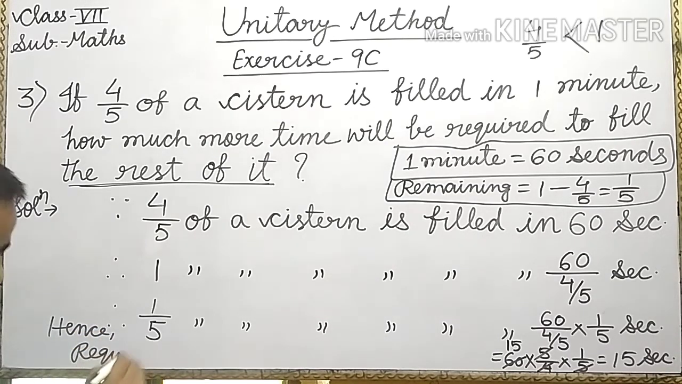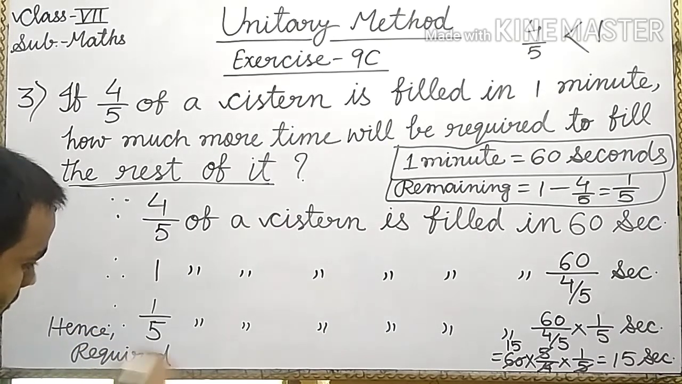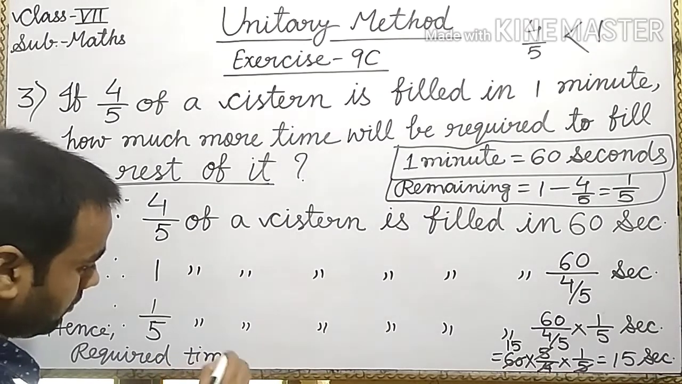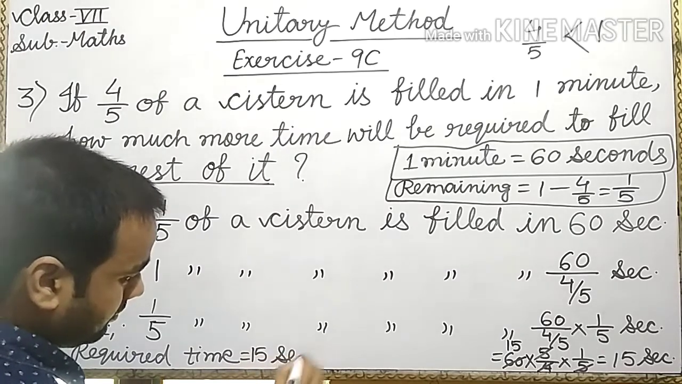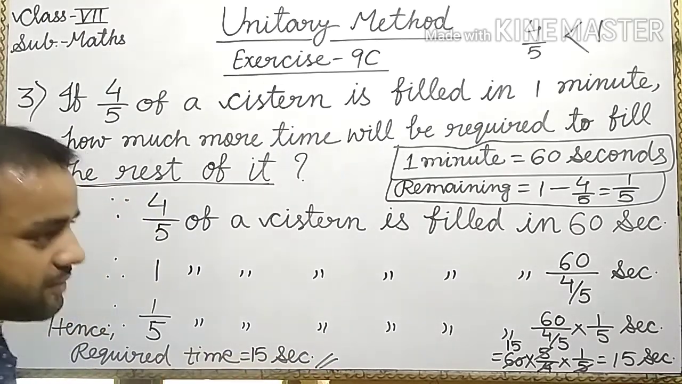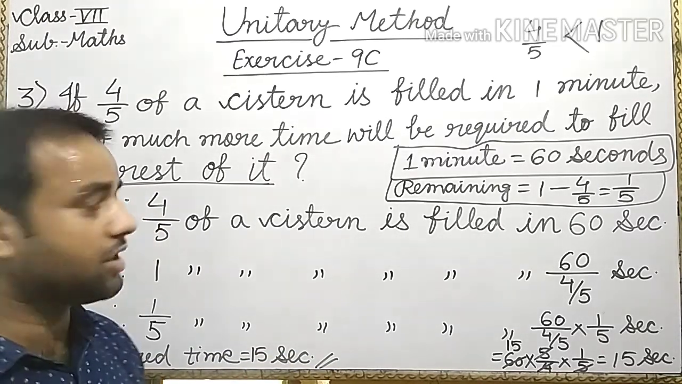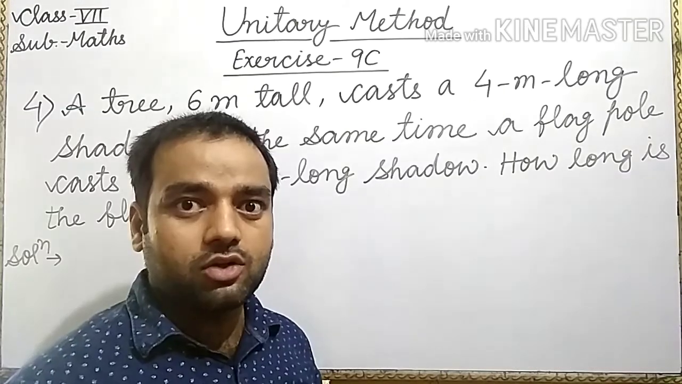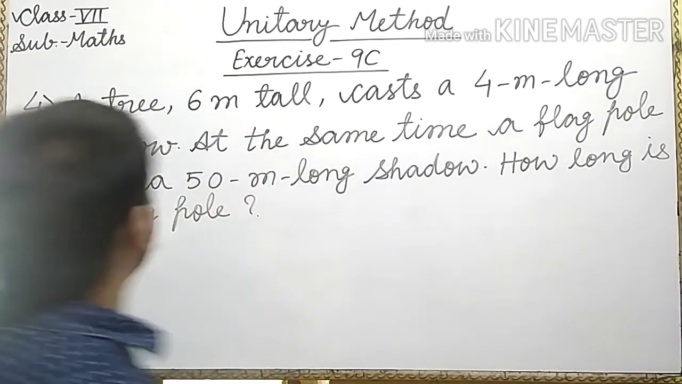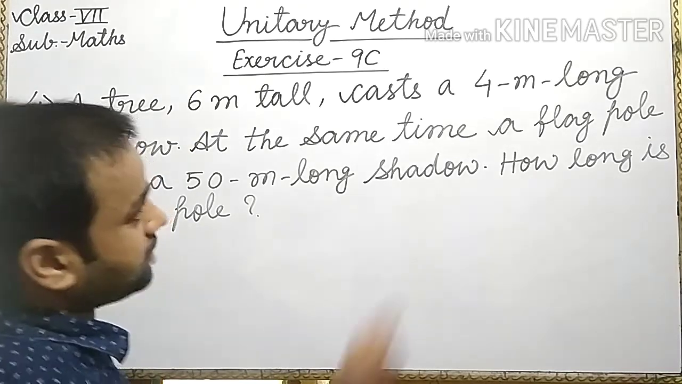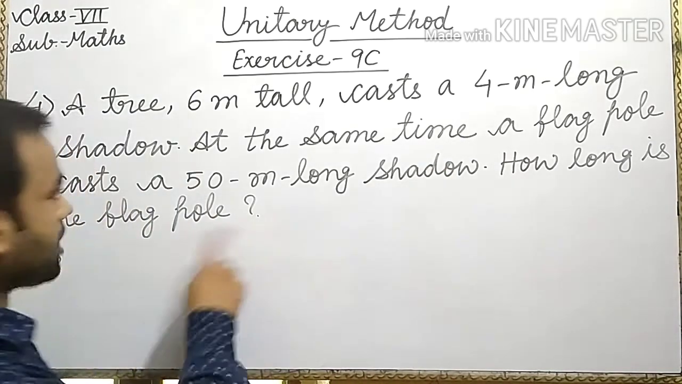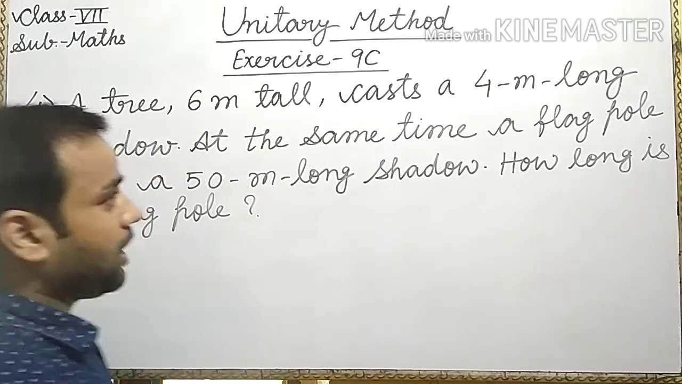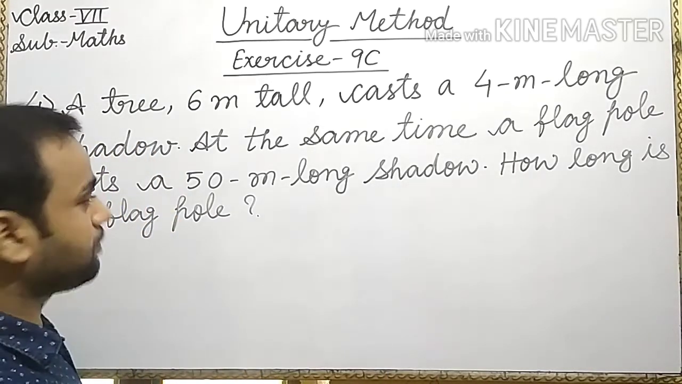So hence required time is equal to 15 second. Is it clear? Now let us discuss question number 4. In question number 4, a tree 6 meter tall casts a 4 meter long shadow. At the same time, a flagpole casts a 50 meter long shadow. How long is the flagpole?